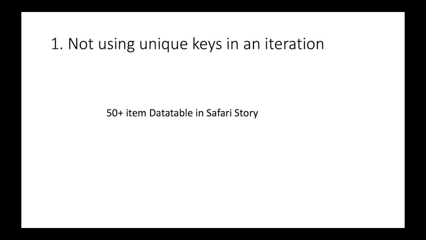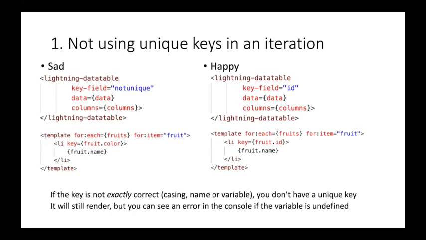So after looking into it and almost thinking we couldn't use it on Safari, we found out that I had used the wrong key name for the key field. So a key in an iteration would be this example on the right. You can have issues if you use a key that is not unique, as you can see here.